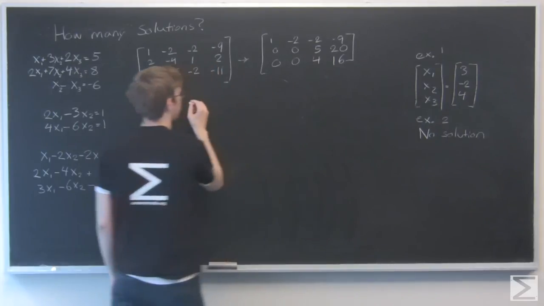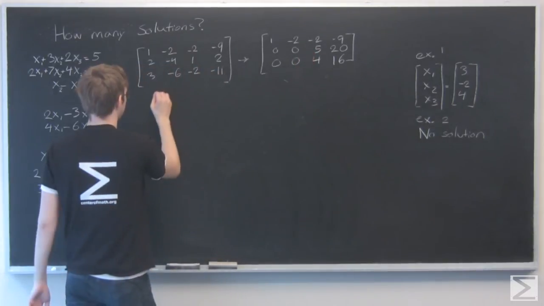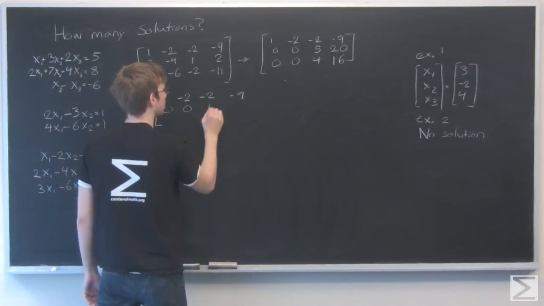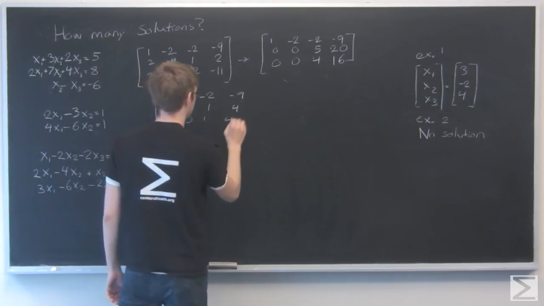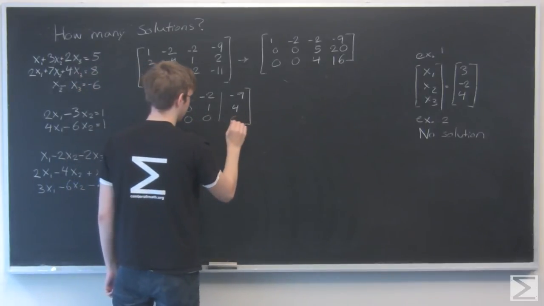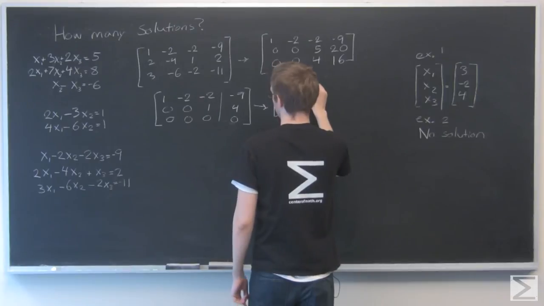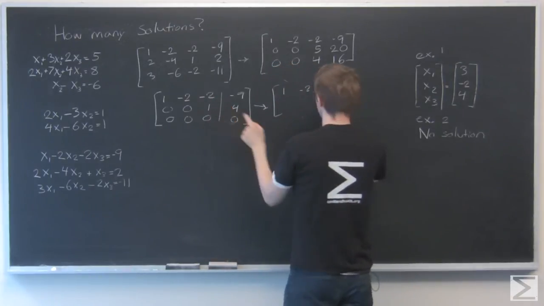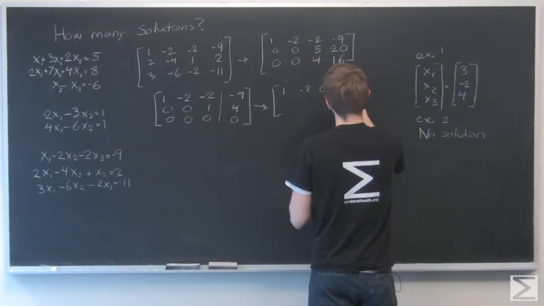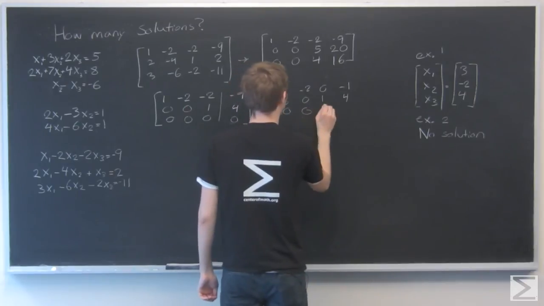All right, now I'm going to divide this row by 5 and this row by 4, and that will actually make them identical. So I can just subtract this row out and get a 0 for that row. And finally, I'm going to get rid of that negative 2. Minus 2 plus 2 times 1 is 0. Minus 9 plus 4 plus 4, that'll be minus 1. And 0, 0, 1, 4. 0, 0, 0, 0.